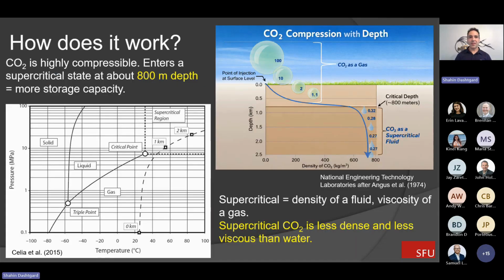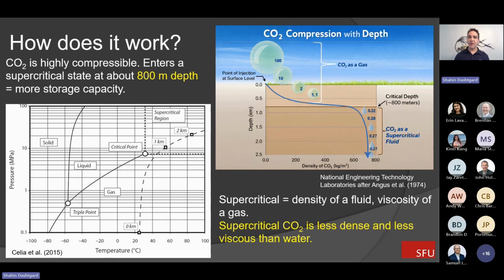So how does this work? Well, if you were to take CO2 and look at the atmosphere, take a volume of 100, and we're not going to give it any units, just call it 100. Once we take that volume of 100 and we take it down to about 800 meters depth, we actually compress it to about 0.3, so a 300 times compression of that CO2. And that's when the CO2 transitions from being a gas into what we call a supercritical fluid. And a supercritical fluid basically has the density of a fluid, but the viscosity of a gas. So it's actually able to, viscosity of water but a lower density. So we're able to then inject that underground in large volumes because the same amount of gas in the atmosphere then occupies a much smaller space in the subsurface.